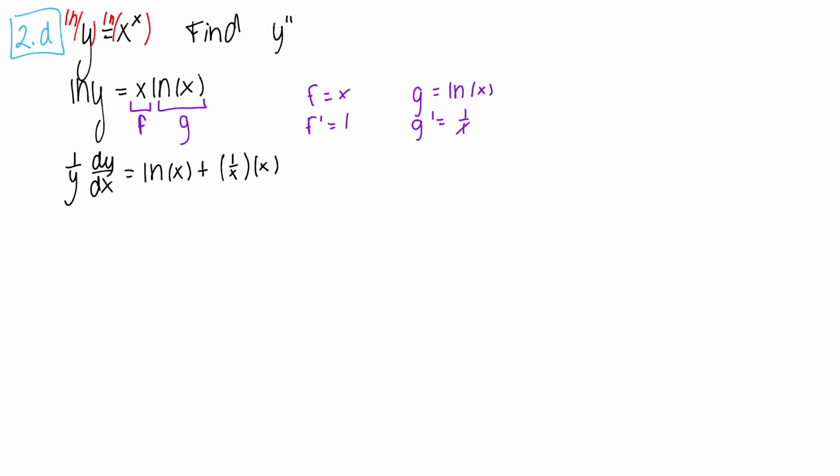But here's the fun thing. 1 over x times x is just 1. So you can just write 1 there. I mean, you can write 1 over x times x as well, but why do that when you don't have to? All right, and this is the first derivative we're finding because we do have to find y double prime here. So we're multiplying by y, and y is x to the x. Maybe I should have written that we're finding the first derivative.